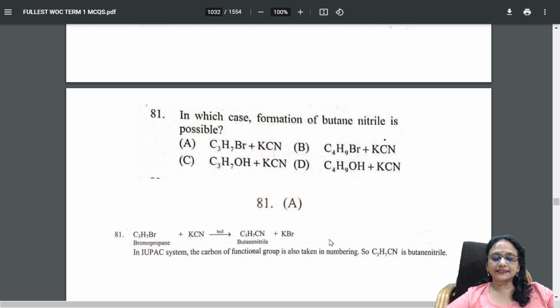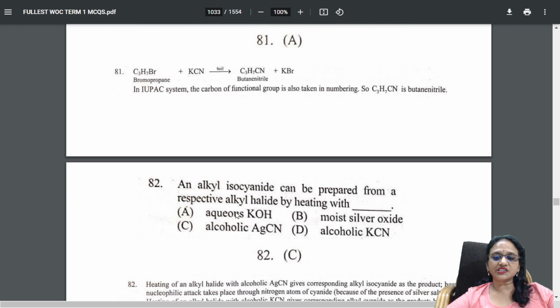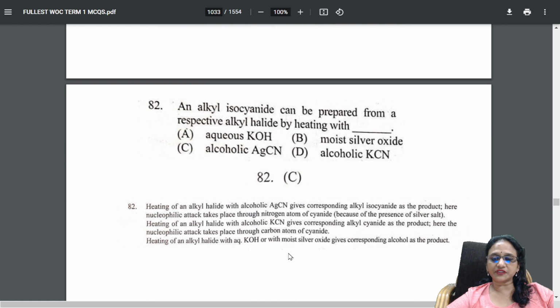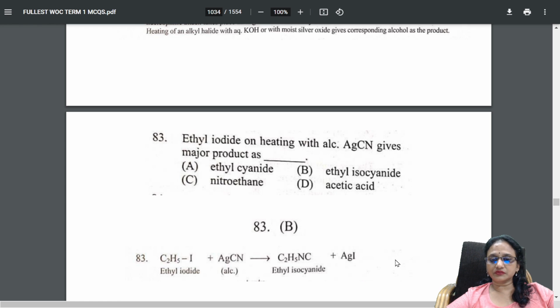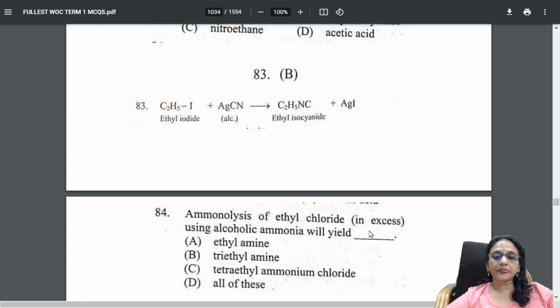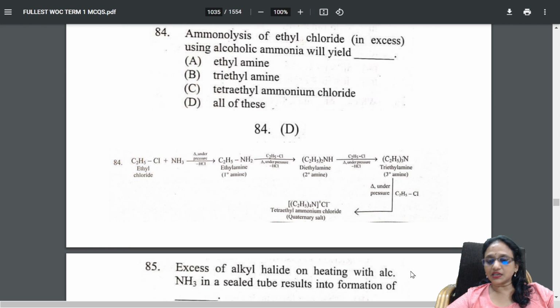Question based on the ambidentate ligand. So with KCN, what does it form, with AgCN, what does it form? So both the questions are given here. AgCN question is also given. With AgCN, you'll get isocyanides. So the ammonolysis question is very important in alkyl halides, where you'll be getting a series of ammonium salts.